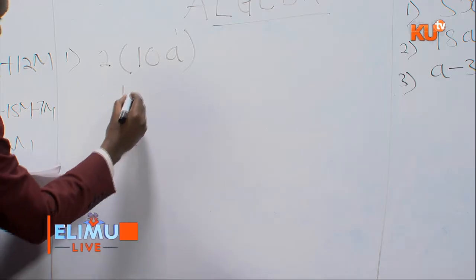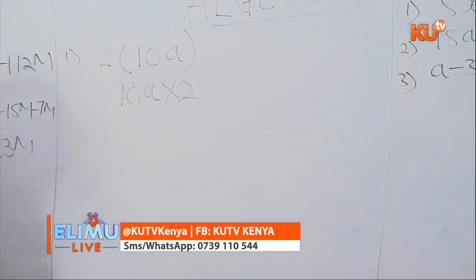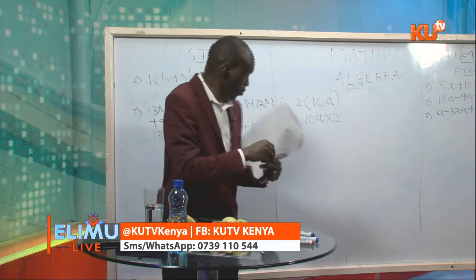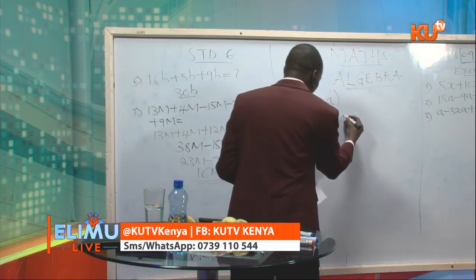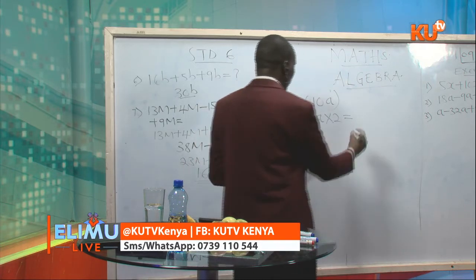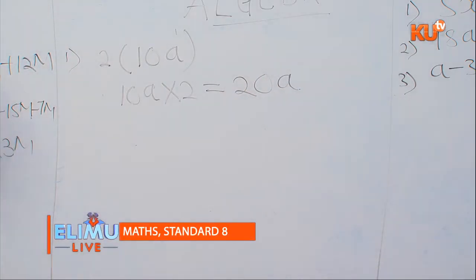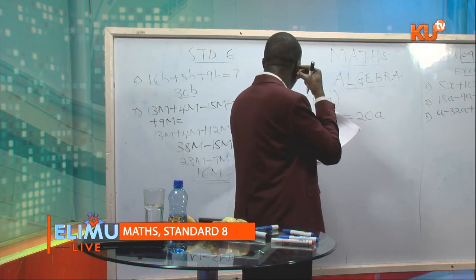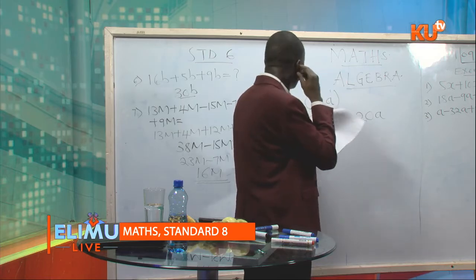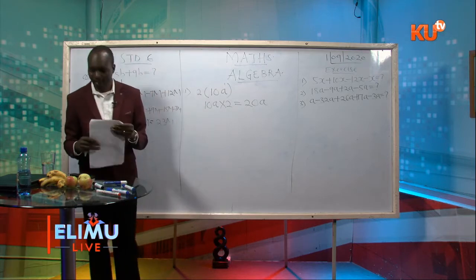We shall have 10A multiplied by 2. Here, we shall multiply 10 times 2. 10 times 2, we get 20A. Our answer here becomes 20A, simply because we have multiplied 10 by 2. 10 times 2, we get 20. And remember not to forget letter A. So our answer becomes 20A.